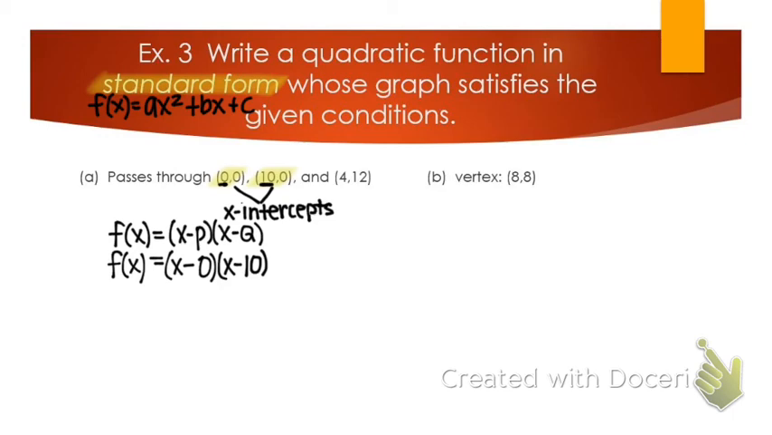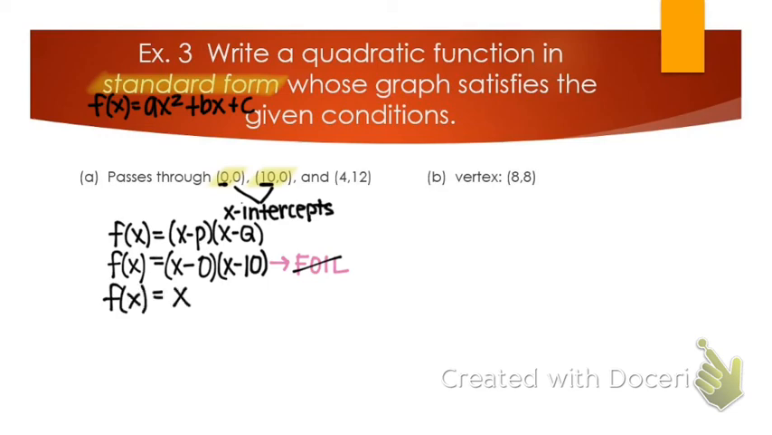FOIL. Now do this for me. Draw yourself a little arrow, and write the word FOIL, but we're going to cross it out. Because of that 0, what is x minus 0? It's just x. So let's not FOIL if we don't have to.